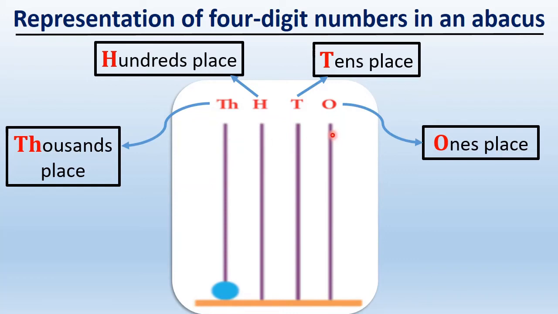The rod towards the right extreme represents ones place, the second rod from right represents the tens place, the third rod from right represents the hundreds place, and the fourth rod of the abacus from right represents thousands place. Remember the places represented by these rods of an abacus. Now with this knowledge, we will learn how to represent 4-digit numbers using an abacus.